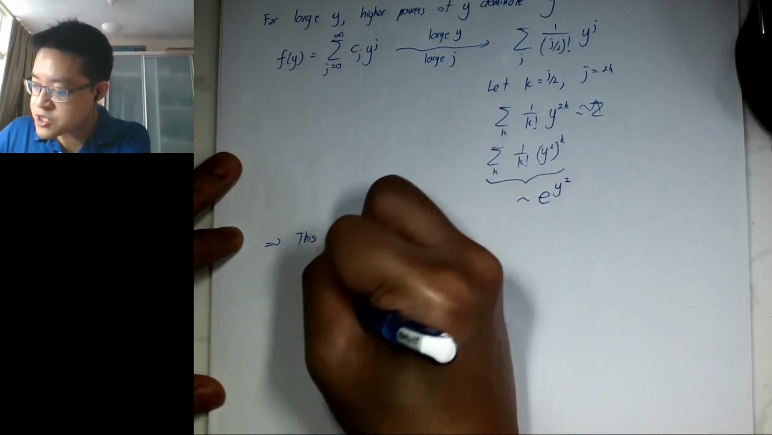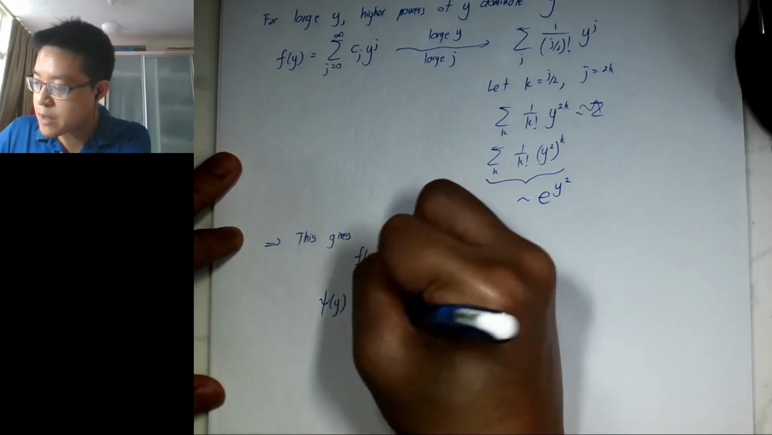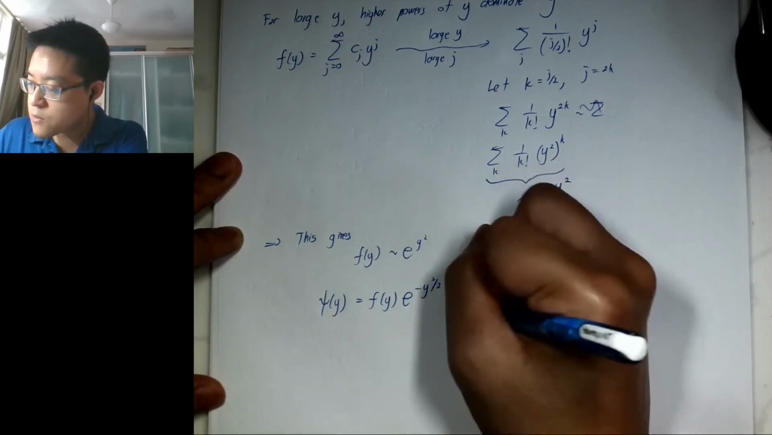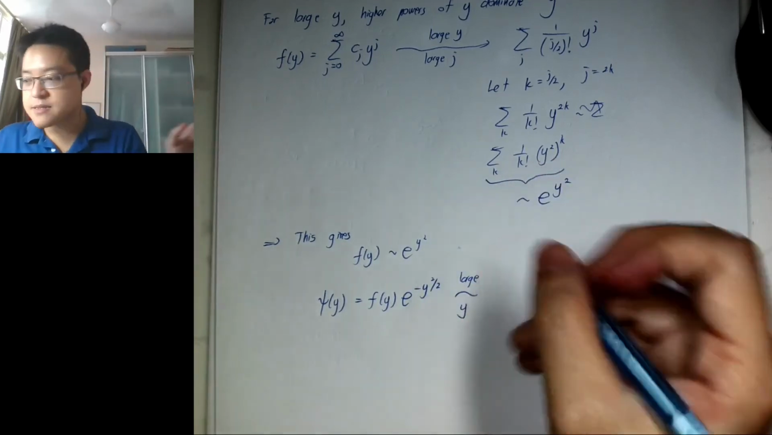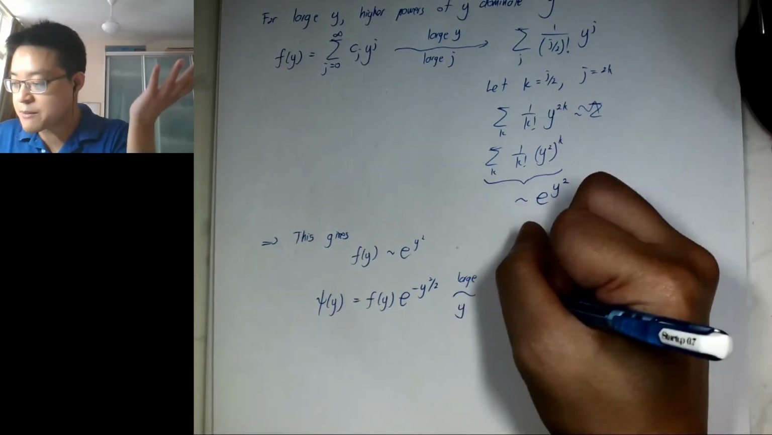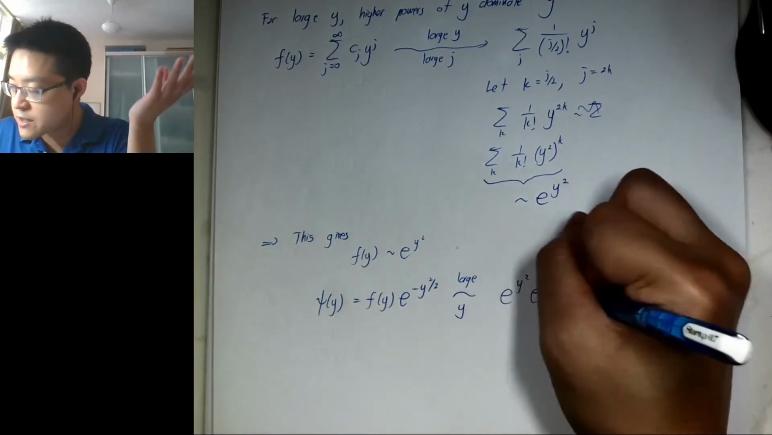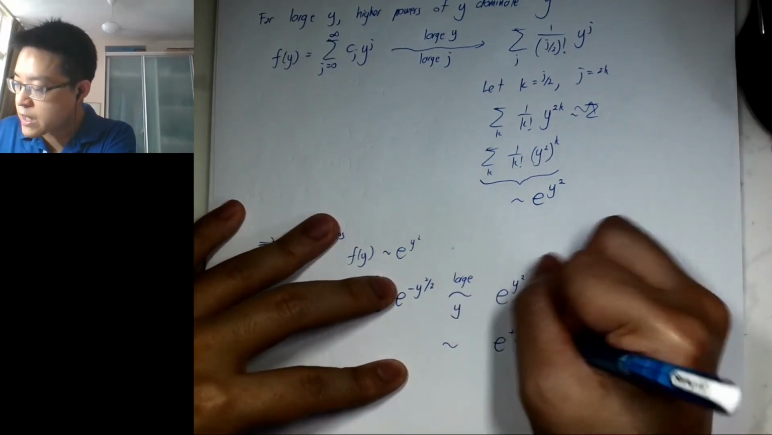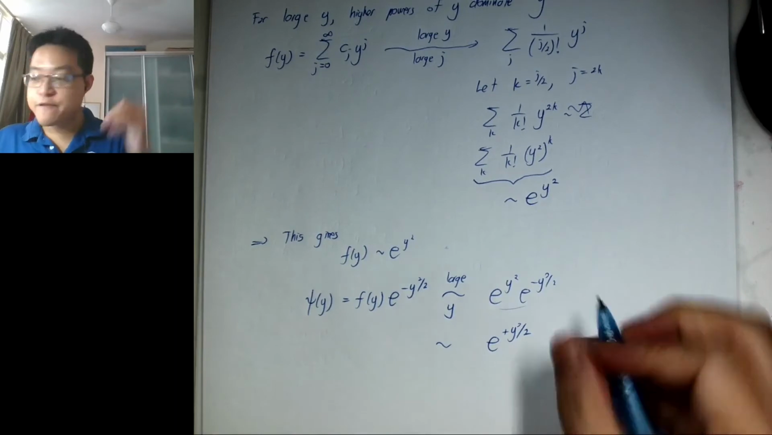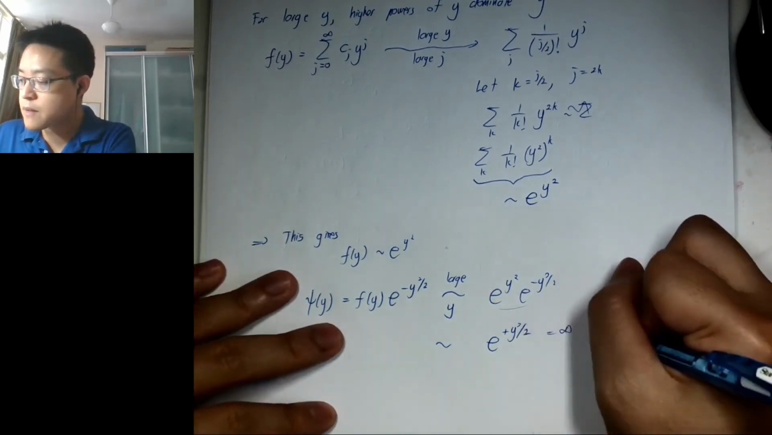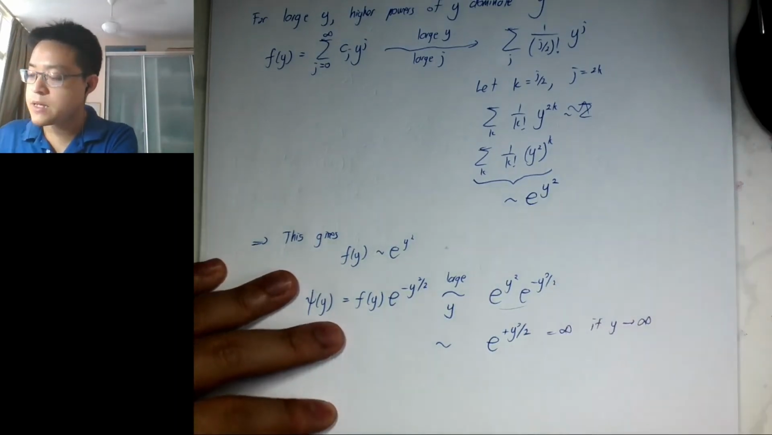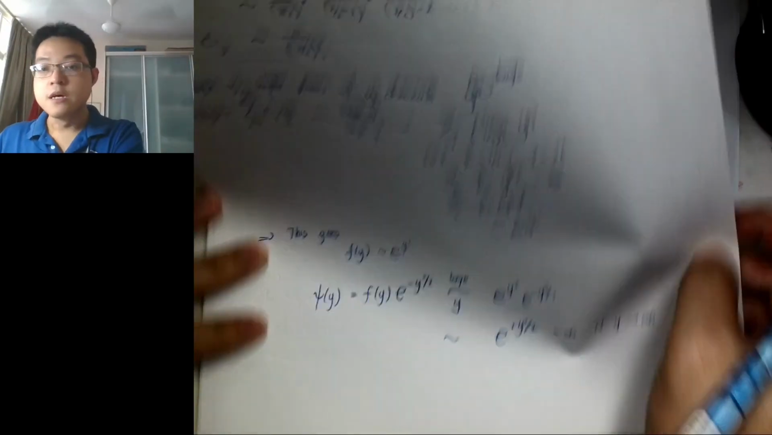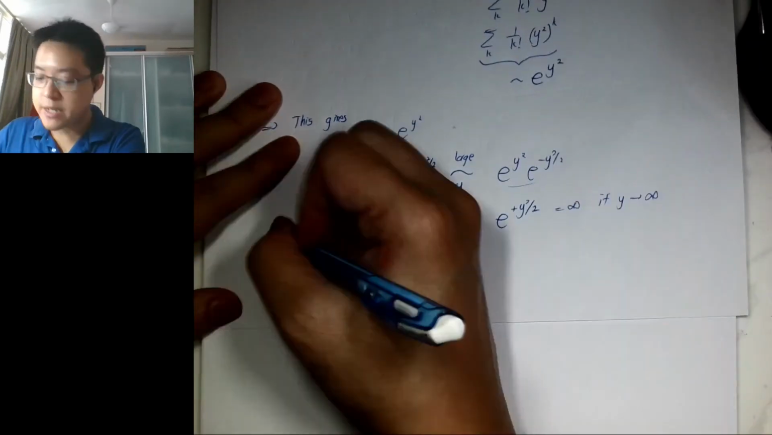So my wave function itself is supposed to be f of y times e to the negative y square over 2. If you're talking about large y, asymptotic analysis, then it's going to be some constant, but it's just e to the y square times e to the negative y square over 2. But this term is equal to positive y square over 2. So this is going to be infinity if y goes to infinity. If this is true, then this is not normalizable, and we encounter a problem.